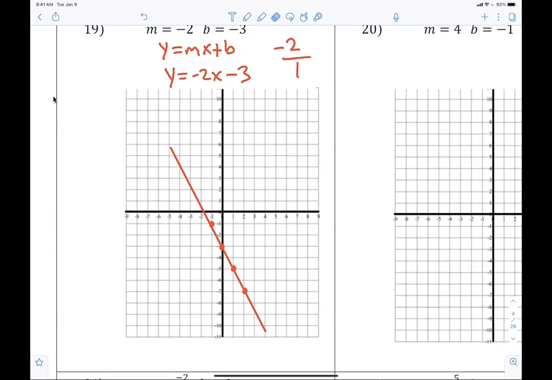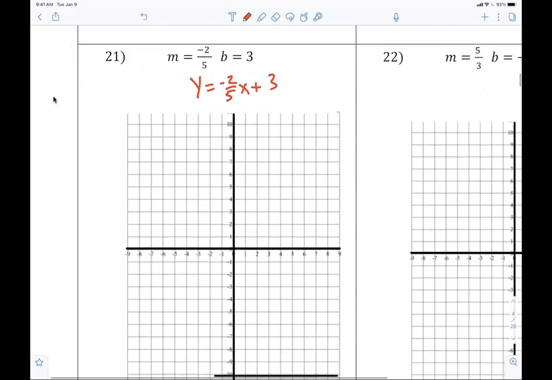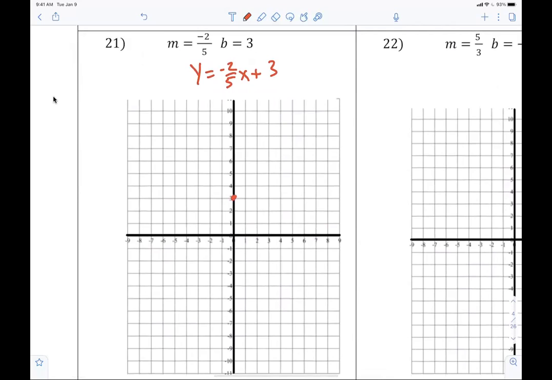Perfect. All right, so now just to make sure, tell me about 21. Read me the equation. Y equals -2 over 5x plus 3. -2/5 x plus 3. Nate, graph it. What do I do? You put b at +3. You're amazing. And then what? You go down 2 and to the right 5.